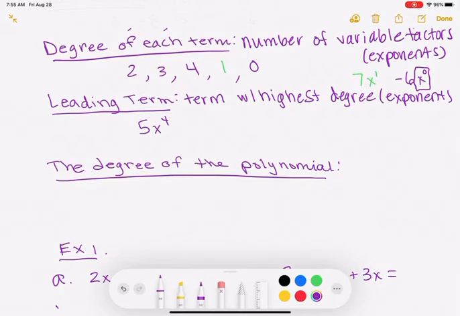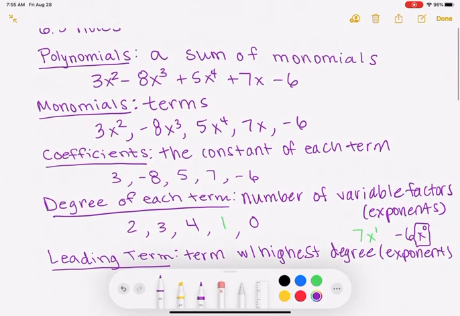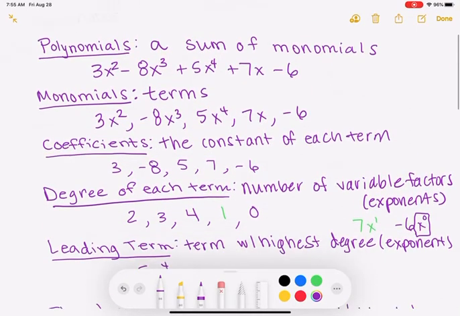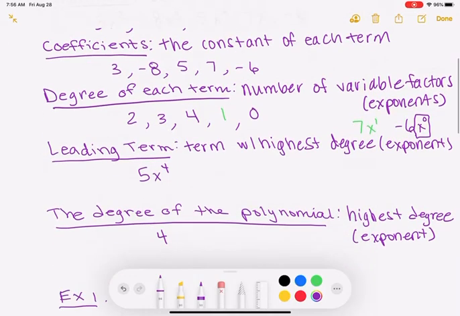The degree of the polynomial is just your highest degree, your highest exponent. If the leading term is 5x to the fourth and it has the highest exponent, then the degree is just that exponent, which is 4. So somebody might say that the polynomial we originally started with is a fourth degree polynomial because that highest exponent is 4.